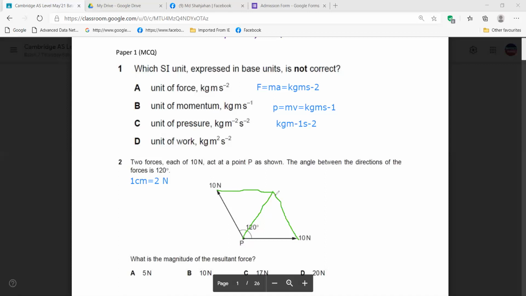Okay, if it is 5.3, then if you are taking 1 centimeter for 2 Newton, then 5.3 centimeter, how much is coming? 10.6, sir. So it is very close to 10, right? Yes, sir. So the answer would be 10. Yes, the answer should be 10. B.